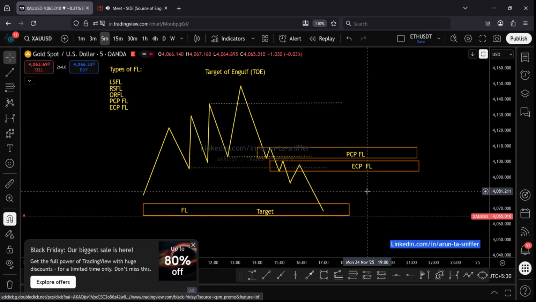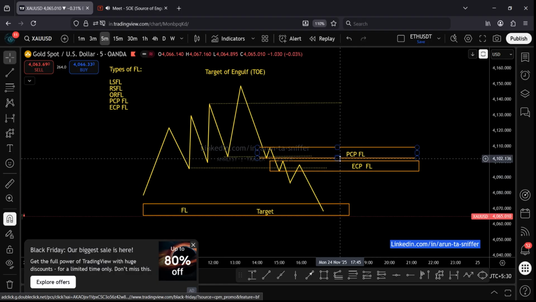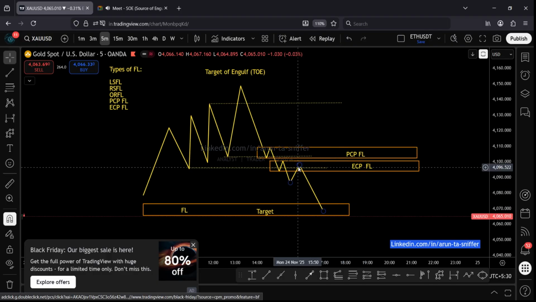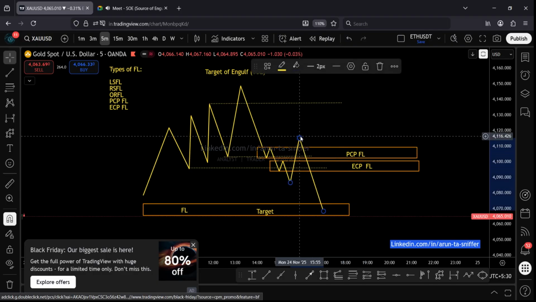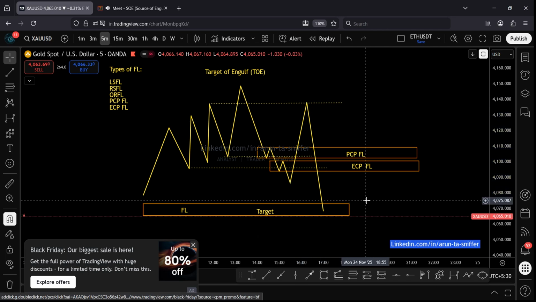And sometimes this is also possible: PCP could not hold the price, and price goes back to the LS area here and then falls down to the target. So this is how the LSFL, RSFL, ORFL, PCPFL and ECPFL work. Okay, any question in this or should we delete?